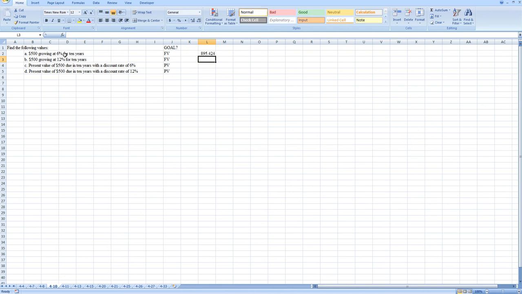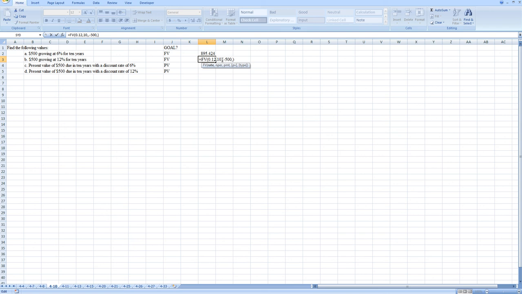So we see that the 500 growing at 6% for 10 years should have a future value of $895.42, possibly 43 cents. We'll then replicate for part B. The only difference is we're going to change our growth rate to 12%. We can take our formula before, drag down, and the only difference here is our rate, which we change from 6% to 12%. So we have the function FV, a rate of 12%, number of periods is 10 years.